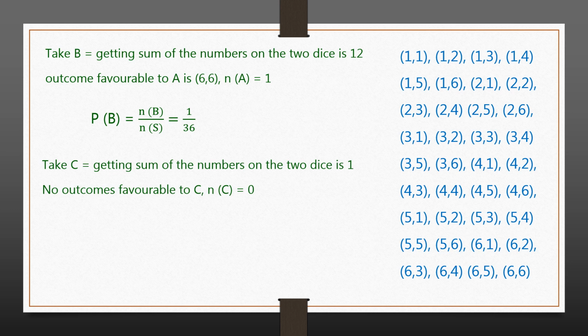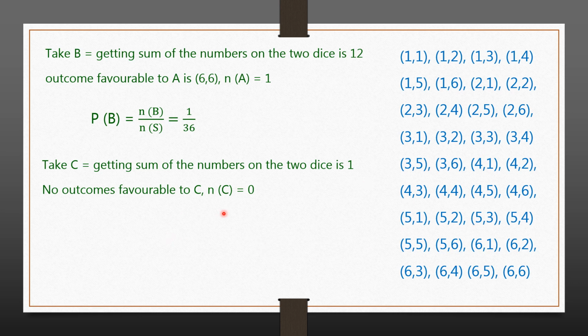The next event is getting the sum of numbers on the two dice as 1. No outcome is favorable to C. Very clear it is, because for the first outcome 1 1, the sum is 2. 1 2, the sum is 3. 1 3, the sum is 4. Nowhere will we get the sum of two numbers equal to 1. There is no outcome favorable to C.